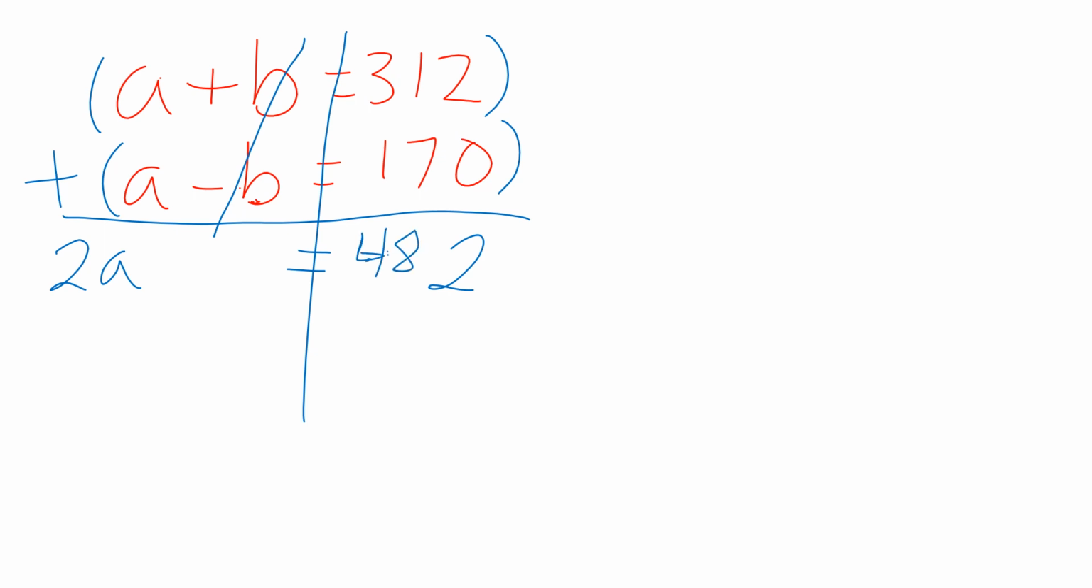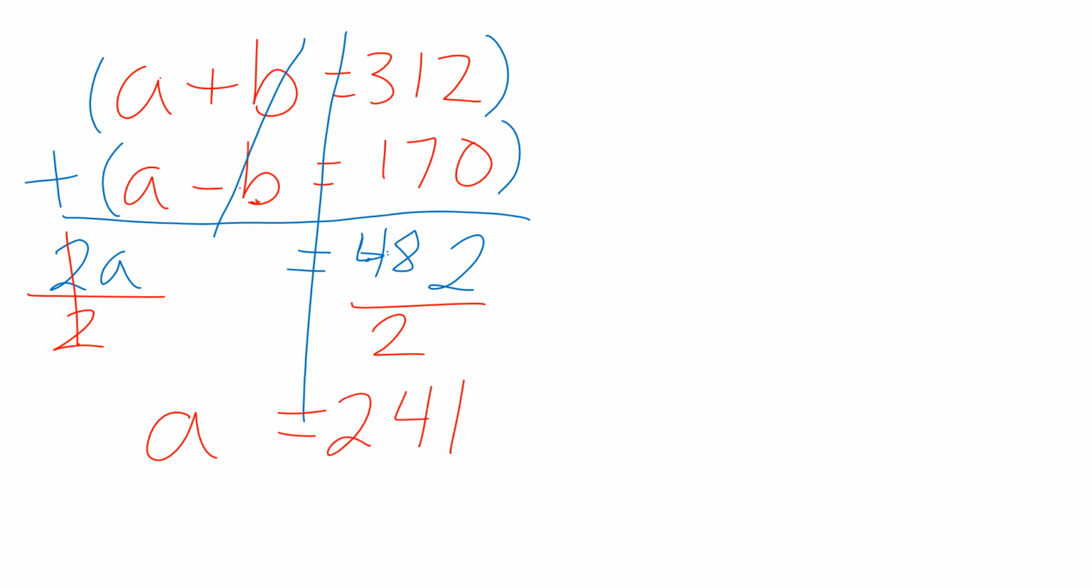So all of a sudden, using just one move, which is adding these two equations together, we've gotten rid of b, and now we have one variable remaining. 2a is equal to 482. Now I know that I can simply divide both sides by 2 to get a alone, because the opposite operation of 2 times a is divide, and then I have a equals 241. So right now I already have the answer to a.